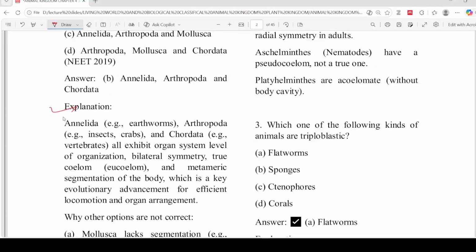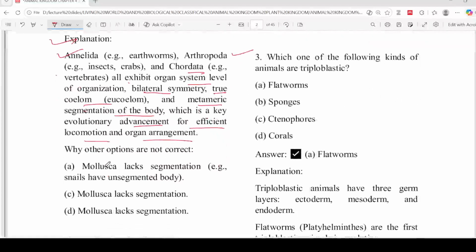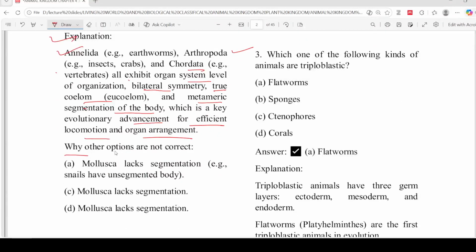So explanation: the annelida, arthropods and chordates all exhibit organ system level of organization, bilateral symmetry and true coelom, and metameric segmentation of the body, which is a key evolutionary advancement for efficient locomotion and organ arrangement. So this is the explanation. Why are the other options not correct?